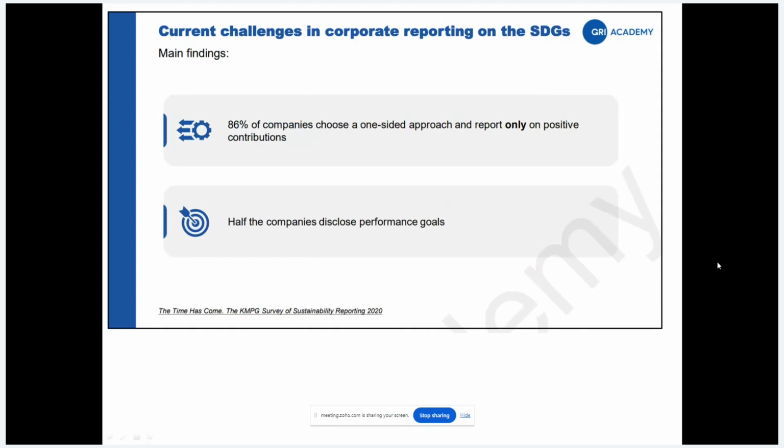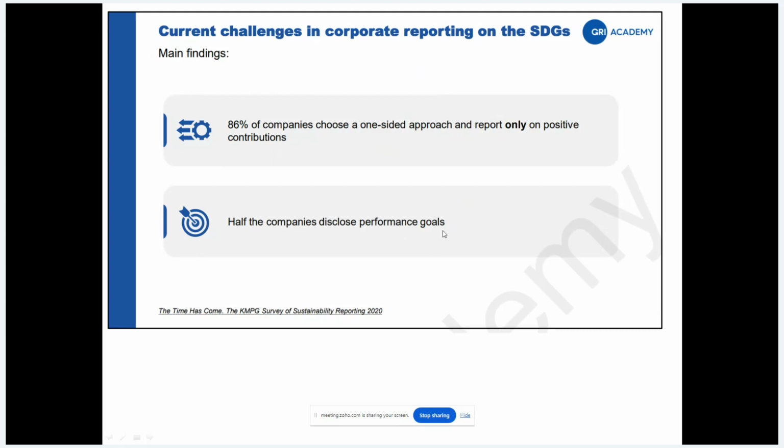So, current challenges in corporate reporting on the SDGs. With the main findings, 86% of the companies choose a one-sided approach and report only on positive contribution, because we have positive contributions and there may be negative contributions also. So 86% of the companies prefer to only report the positive contributions, not the negative ones.